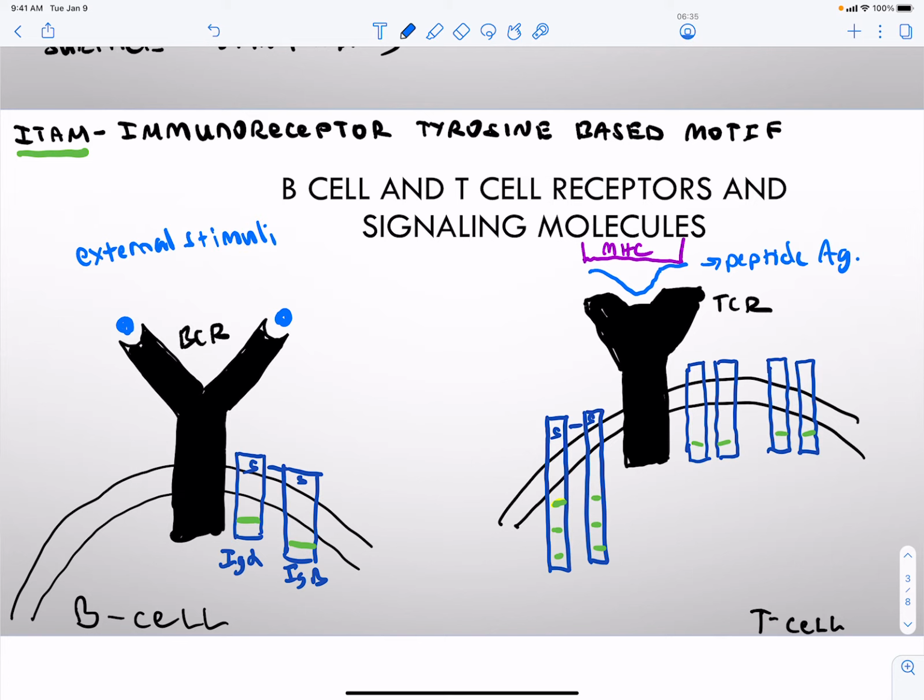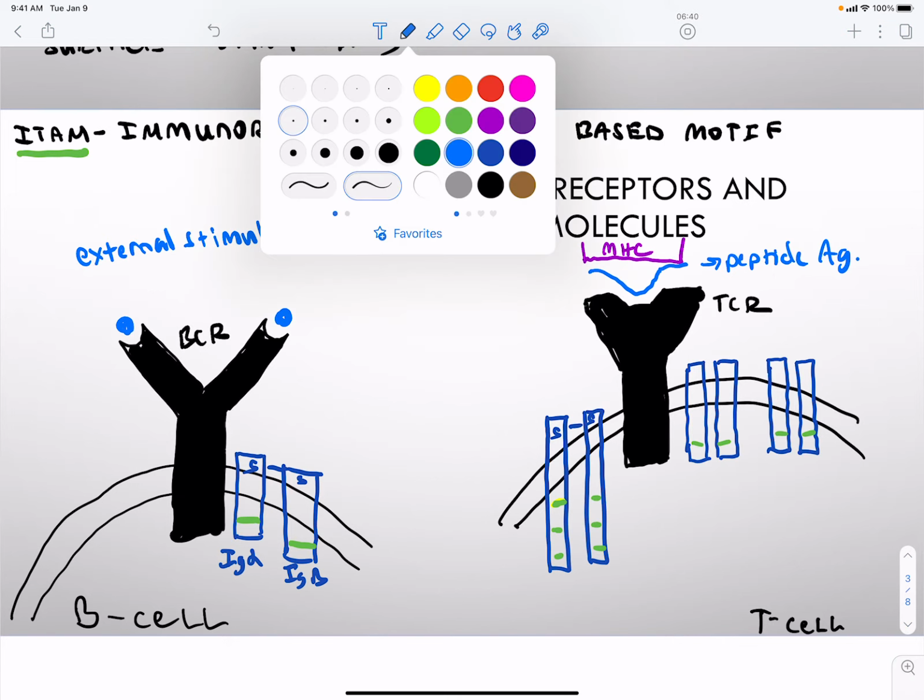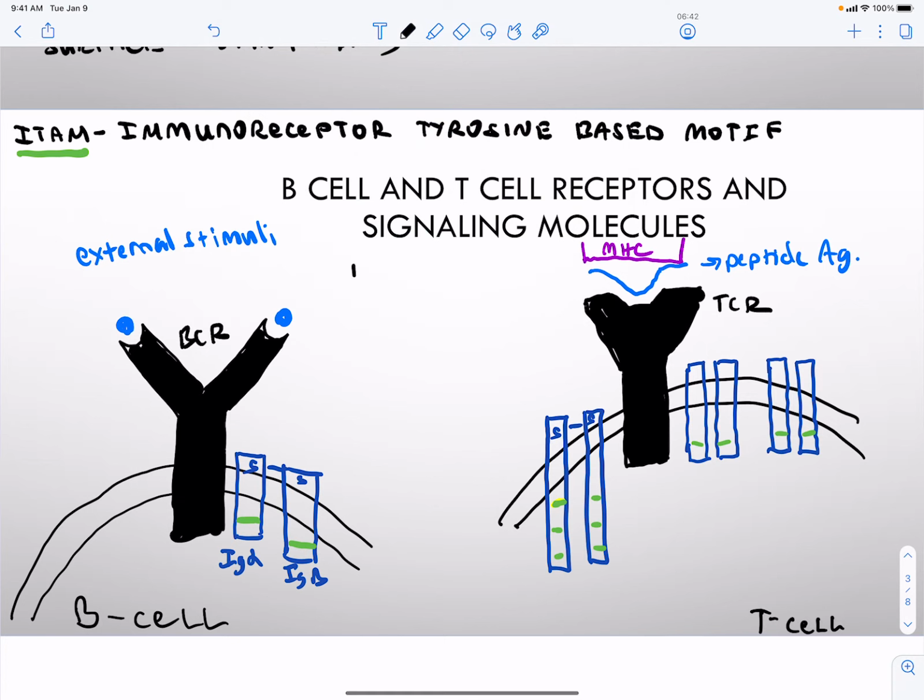Now, after you get binding, your B cell receptors cannot signal. So keep in mind, BCR, TCR cannot signal. And so this is kind of a form of control. If they could signal, any peptide or any antigen they bound to would automatically get that cell activated. There are other requirements in order to get these cells activated. And one of those control mechanisms is to have the signaling molecules different than the actual binding molecules.